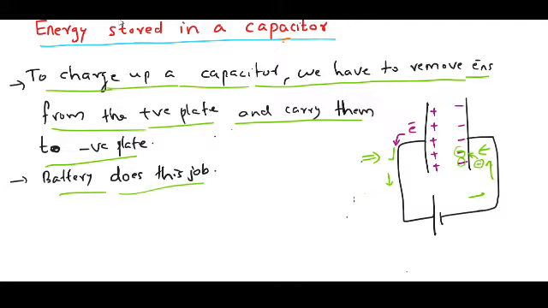The charge that has already reached here creates a potential difference between these two plates. That potential difference is V equal to Q by C, and to transport another small amount of charge dq to this negatively charged plate, the battery has to do a certain amount of work. That work is denoted by dw. That is, dw is the work done to transport a small amount of charge dq to the capacitor plate.